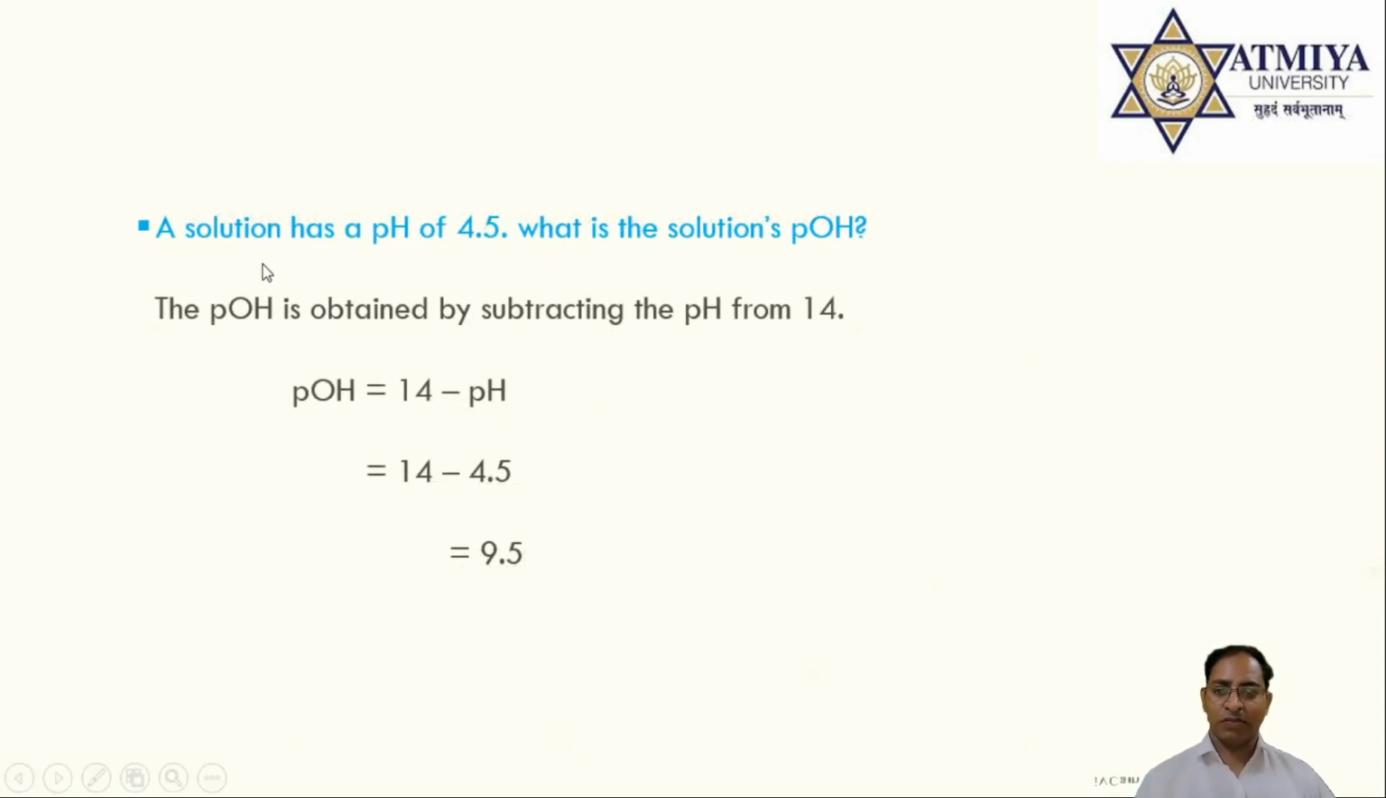Let's take one more example. A solution has a pH of 4.5. What will be the solution's pOH? It's very simple. I already told you about the relationship between pH and pOH. So if I want to calculate the pOH value, pOH will be 14 minus pH. In this case the pH is 4.5, so very simple, the pOH is 9.5.